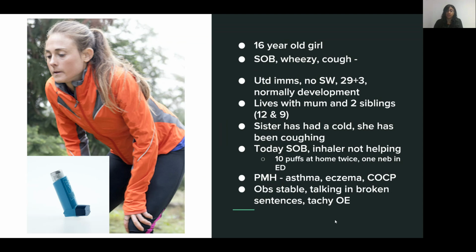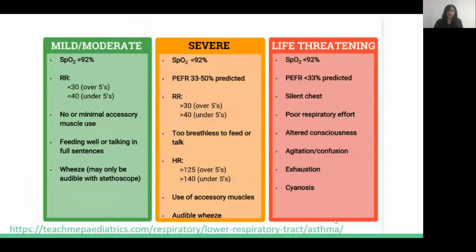That is a quick rundown of asthma. In terms of exams, this is one of the most important graphs. It's from a website called Teach Me Pediatrics. The Teach Me series is a really good resource for your state exams as well.